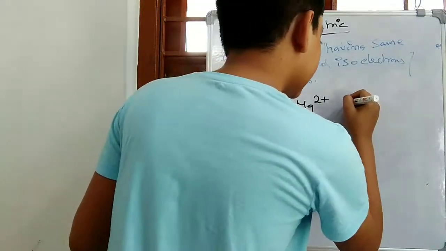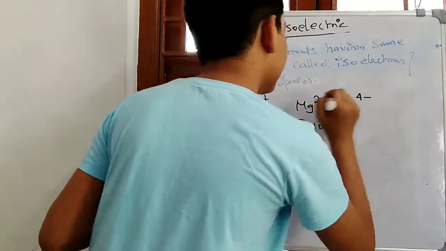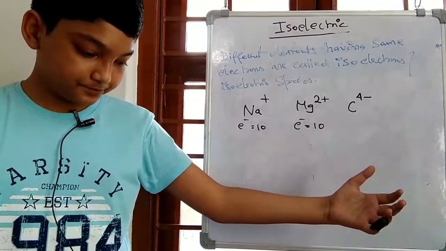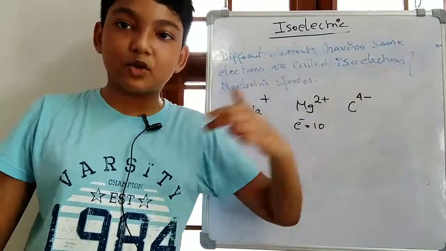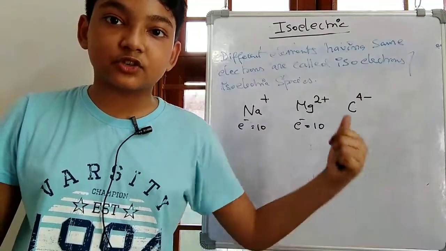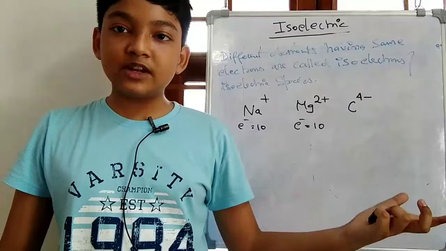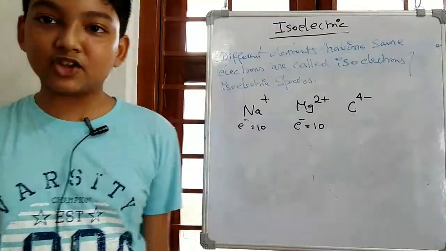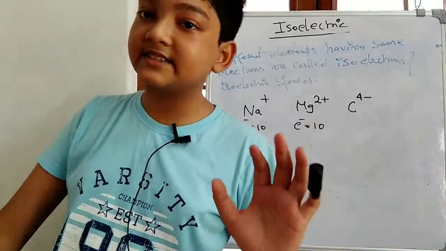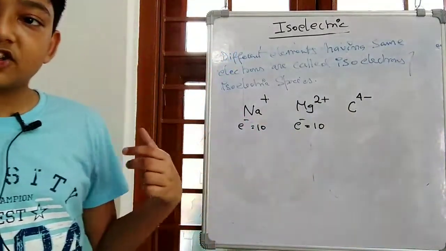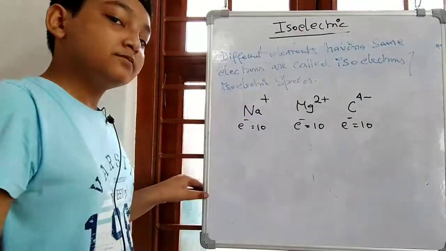Now let's take carbon. Carbon 4 minus means he is doing what? He is not losing. He is taking electrons, more and more electrons. How many electrons? 4 electrons he has taken. What will it become? It will become 10 electrons, because we know that carbon has 6 electrons when it is in stable condition. After taking 4 electrons, it will become 10. So the electron number is 10.